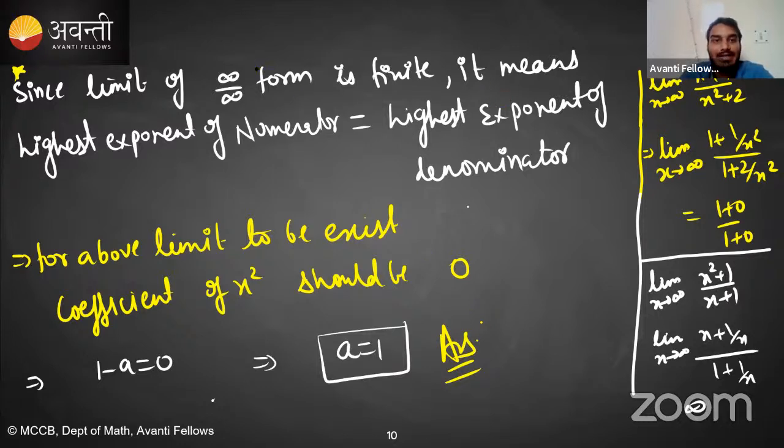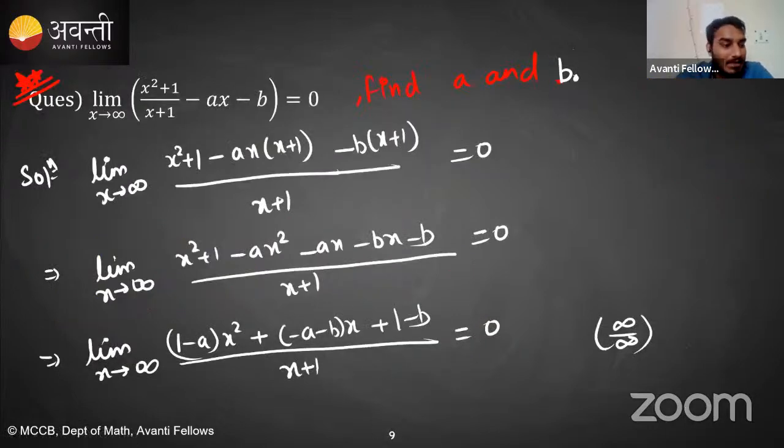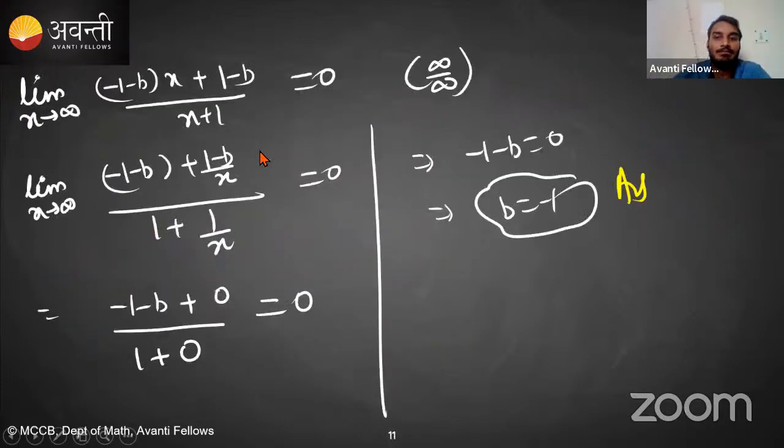Is this clear? So whenever you have this type of question, you have to use a little common sense. Since the infinity upon infinity form is there and the limit is finite, which is 0, it means the highest degree in the numerator and the denominator should be the same. So that's why the coefficient of x square should be 0, and then find the limit by creating the infinity in the numerator. Is this clear, students? If it is clear, shall we proceed further then?